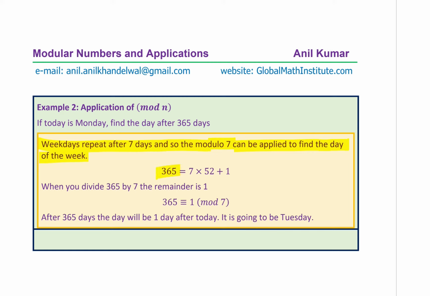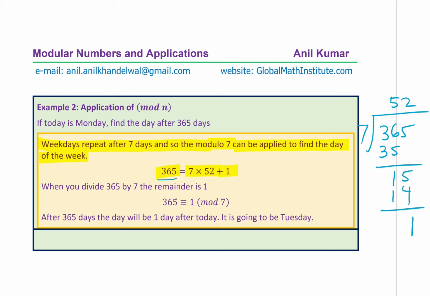We know 365 can be written as 7 times 52 plus 1. Basically, what we are doing here is we are dividing 365 by 7. 7 times 5 is 35, and what do we get here? We get 15, 7 times 2 is 14, and the remainder is 1. That is what we have written here. 365 can be written as 7 times 52 plus 1. So, what is mod 7 of 365? It is the remainder, 1. So, we get the value of 1.